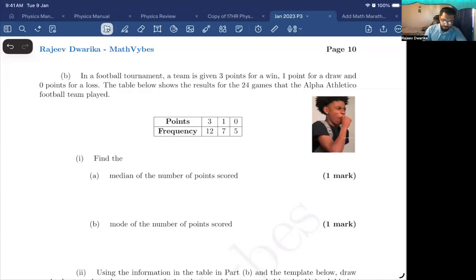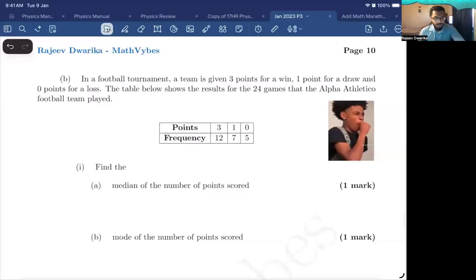Let me continue, right? Finish up this paper. So, Nikolai, any questions for me? In a football tournament, a team is given 3 points for a win, 1 point for a draw, and 0 points for a loss. The table below shows the results for the 24 games that the Alpha Atletico football team played.